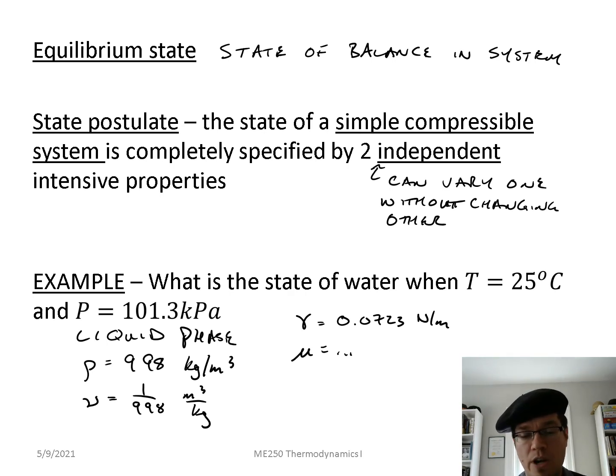If I told you you have some water, you've measured the density to be 998, and you know the pressure is 101.3 kilopascals, you could tell me what the temperature of that water was, because all of these are interrelated. So the state postulate is that properties are interrelated, and for a simple compressible system, as soon as you've specified two, as soon as you know two, all of the rest are known or can be looked up, are fixed.